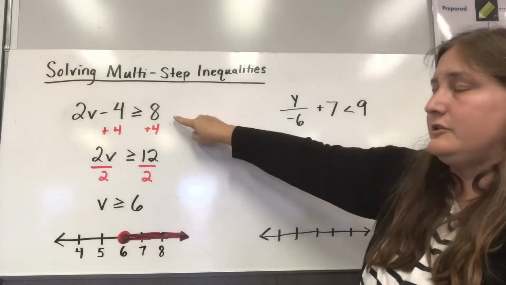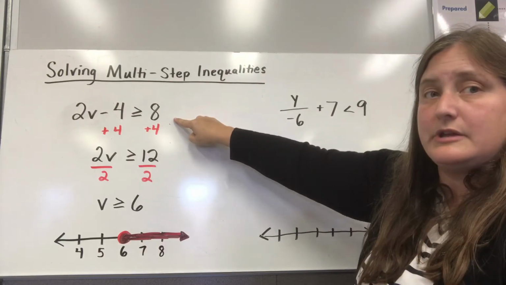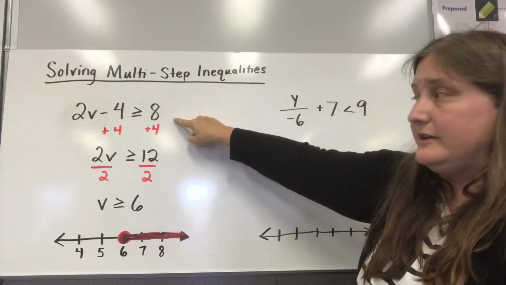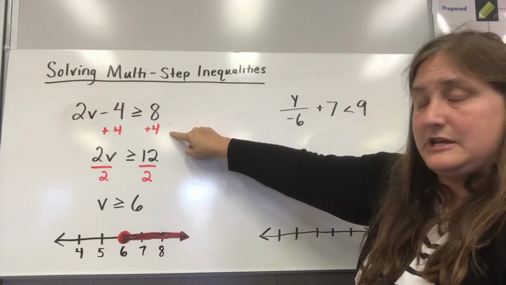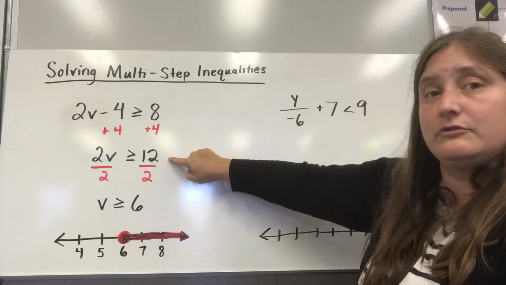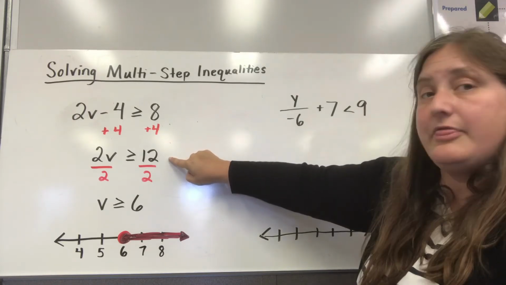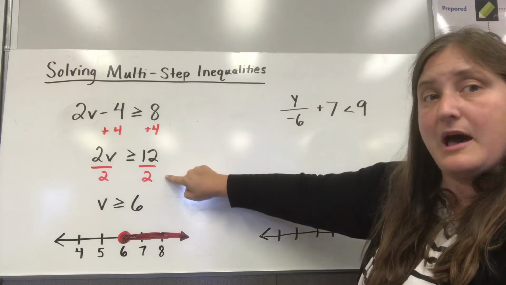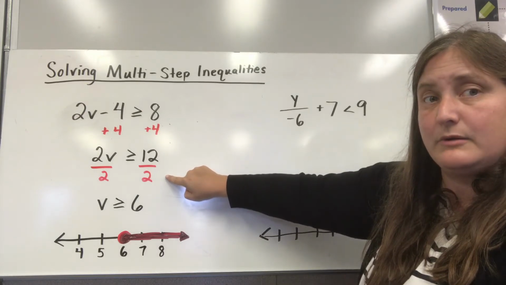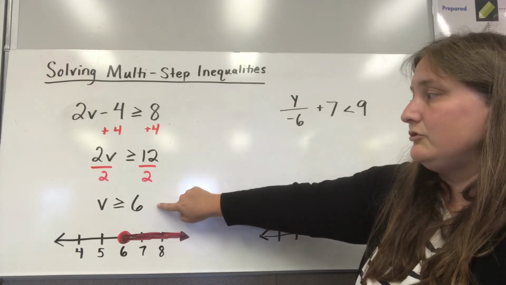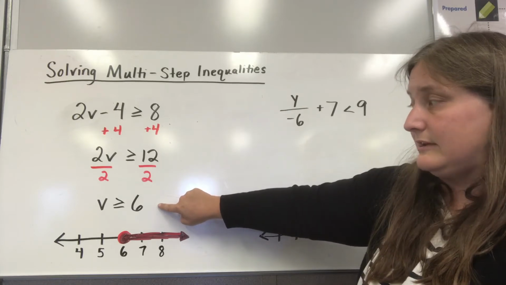So here we've got 2v minus 4 is greater than or equal to 8. In order to solve this, I first added 4 to each side, which gave me 2v is greater than or equal to 12. Then I divided by 2. 2 is positive, so I don't have to worry about reversing my inequality symbol. And my solution is v is greater than or equal to 6.